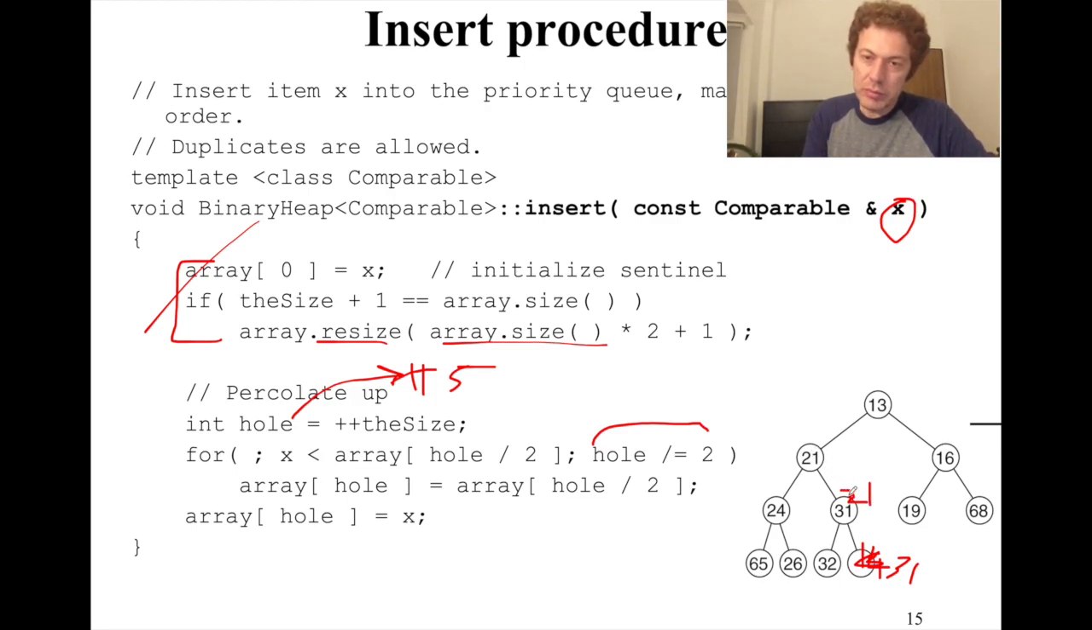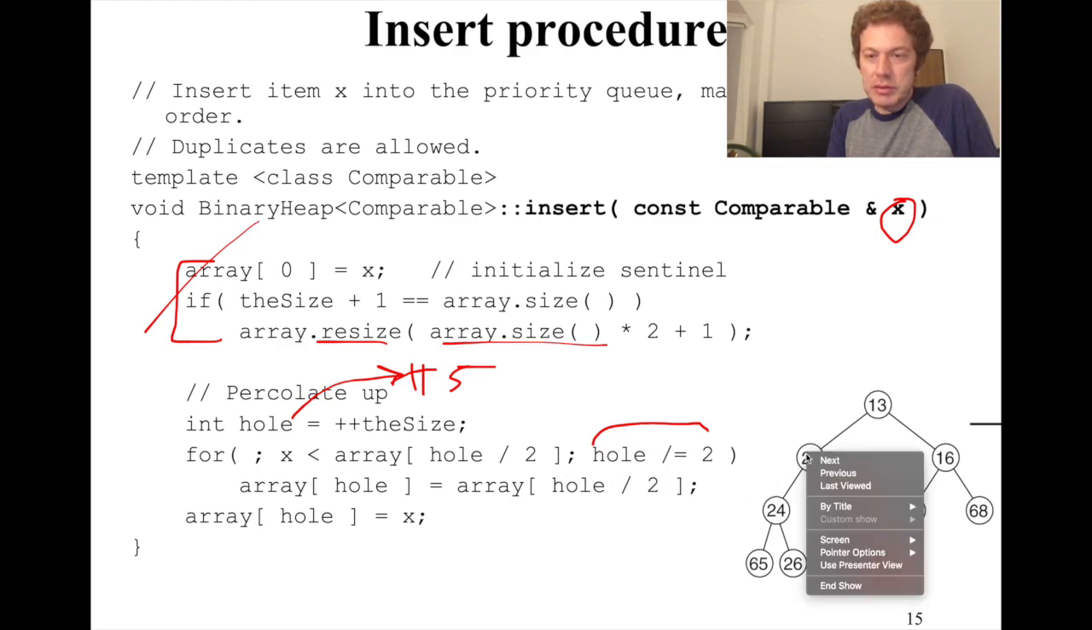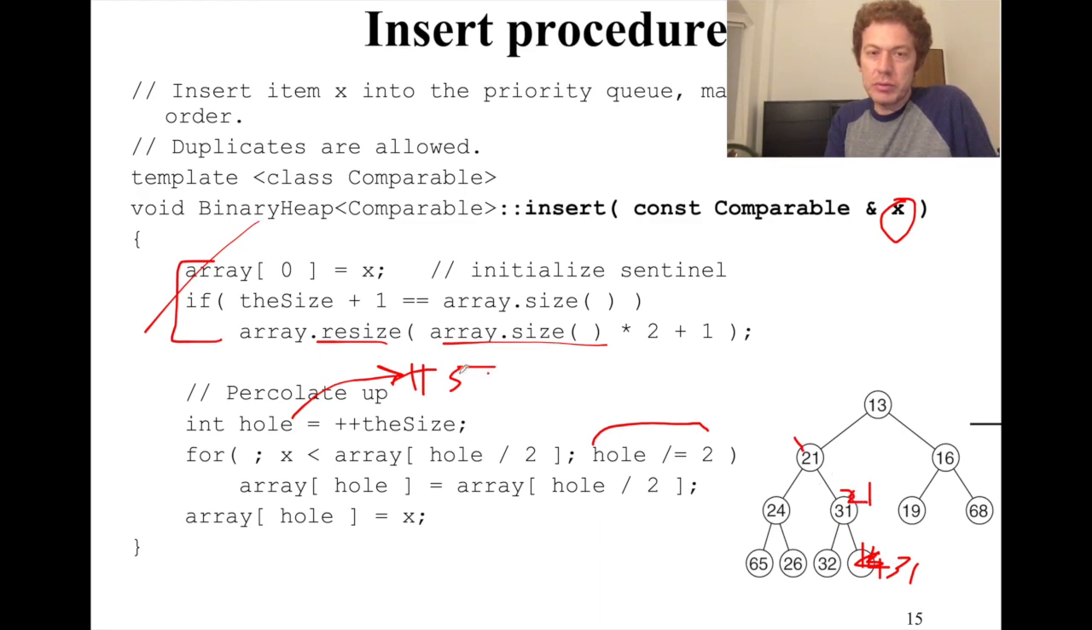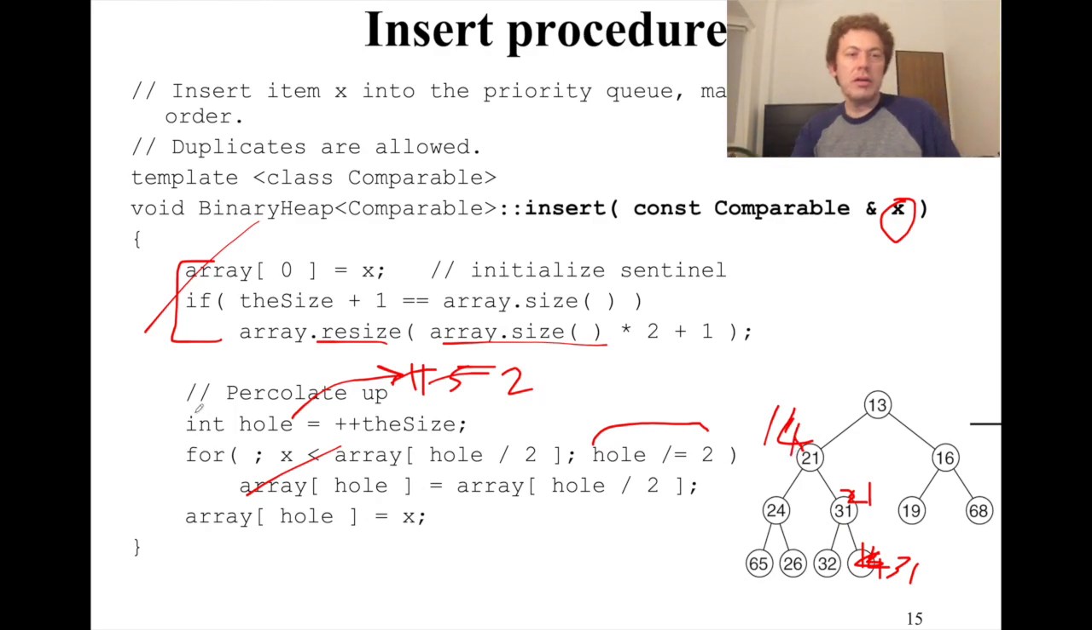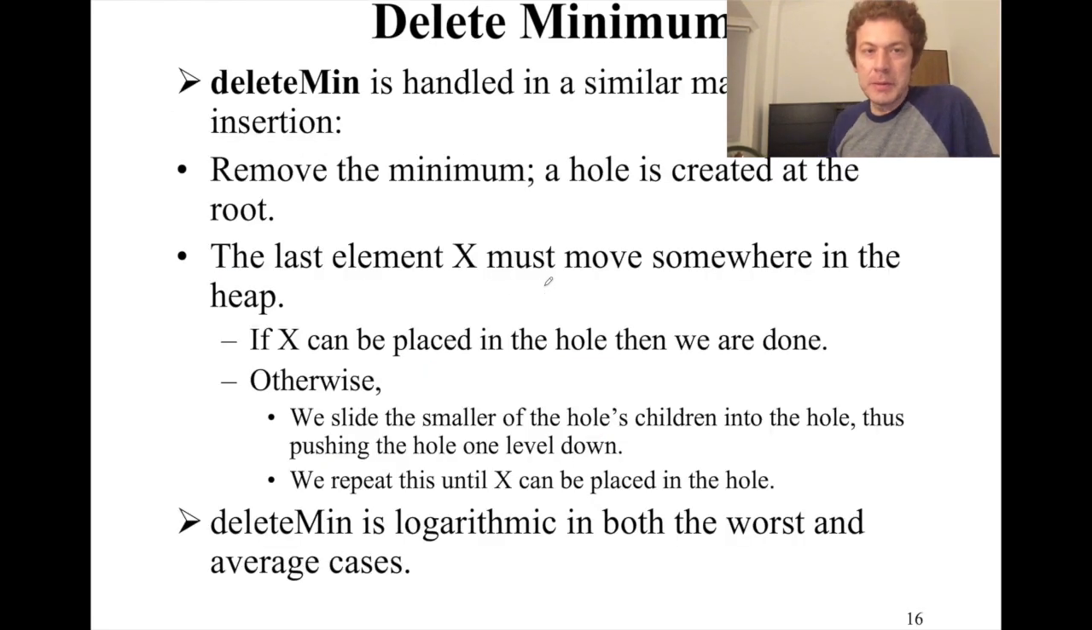Again, there is a duplicate of 21s, but be careful. Notice that 31, the duplicate is gone. It is not duplicated anymore. 21 is duplicated, however. Now, when I come back, whole is 5 over 2, which is 2, integer division. Now, is 14 less than 13, because parent is 13? No. So quit the for loop and put in the whole, which is this index, the value that I saved from the beginning, which is 14. So with like four lines of code, literally, you can do this insertion. Delete minimum.